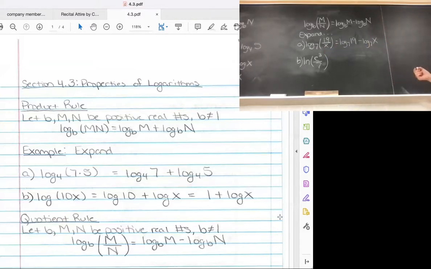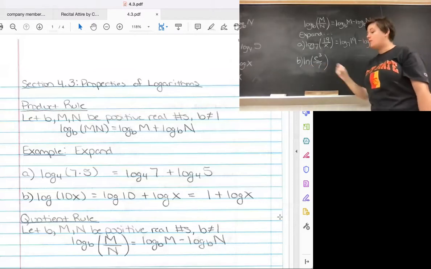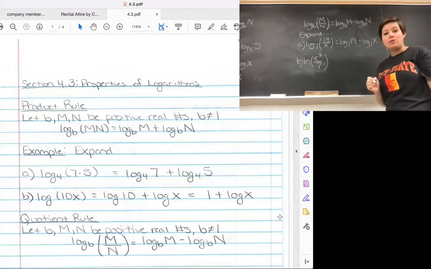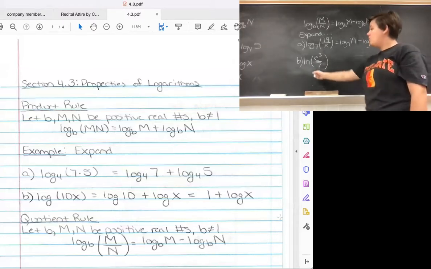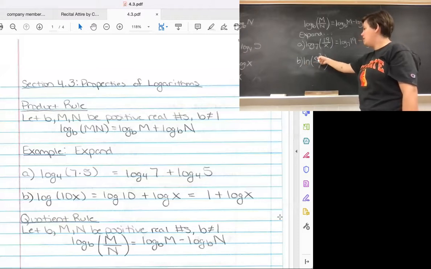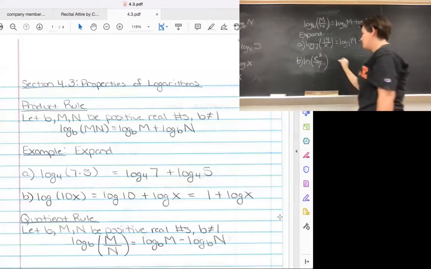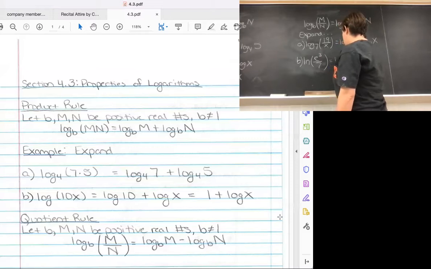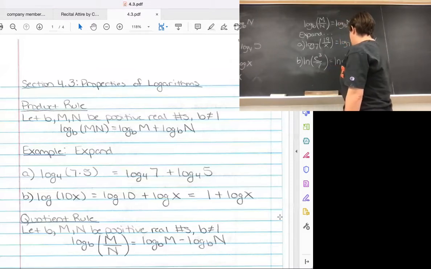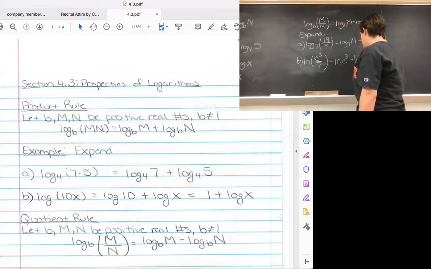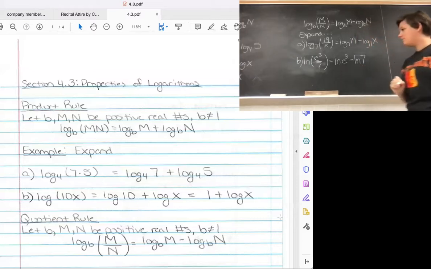That's as far out as we can simplify it. So we've done it. We're good to go. The second example says ln. Remember, ln is our natural log. That means it has a base of e. So we have ln of e to the 3, the third power, all divided by 7. So I have ln of e to the 3 minus ln of 7.